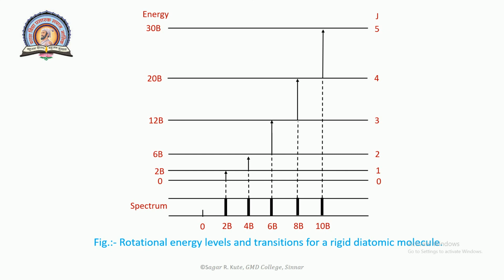Now in this lecture we discussed the molecular orbital method, second the valence bond method, and third the rotational spectra of a rigid diatomic molecule.